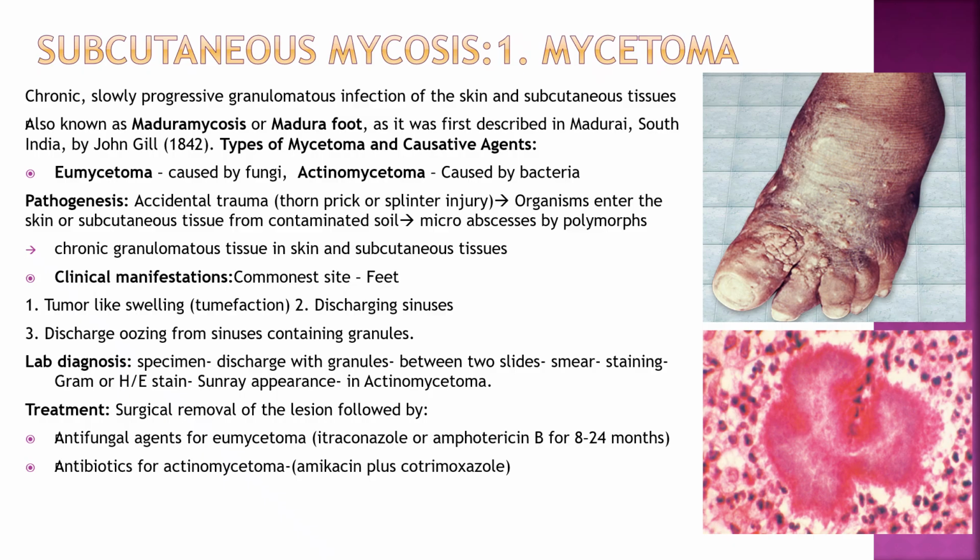So granules are collected and then they are pressed between two slides and smears are made, and then the smears are stained by Gram stain or H and E stain. In the center, you can see gram positive filaments, purple in color, surrounded by the clubs of pink material. So it is called sunray appearance. That is diagnostic of actinomycotic mycetoma.